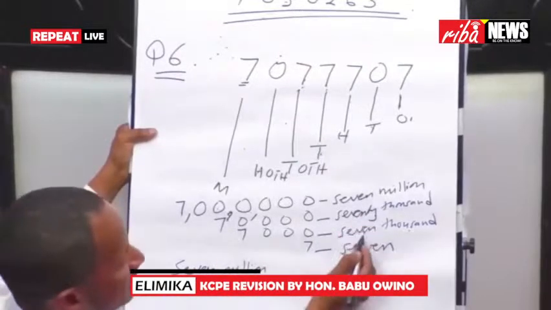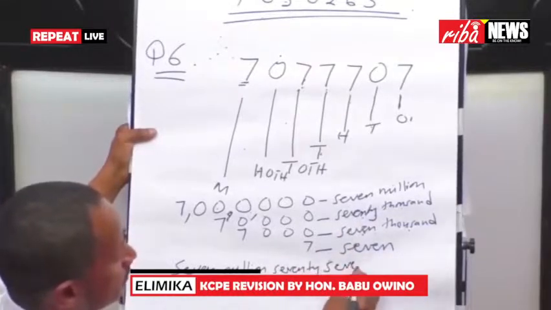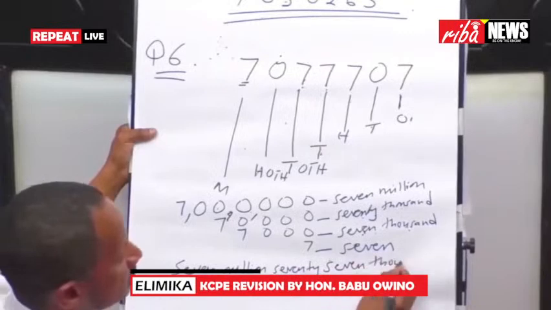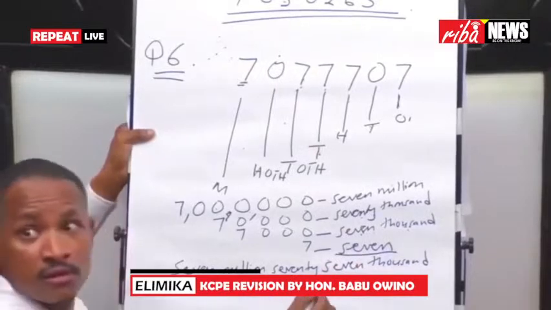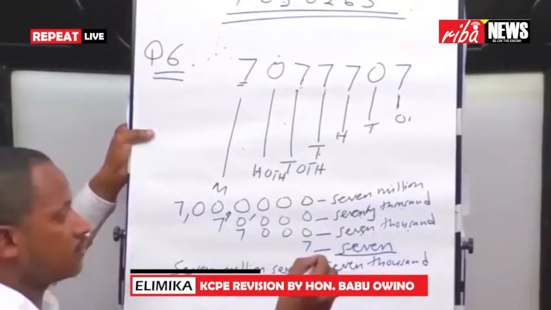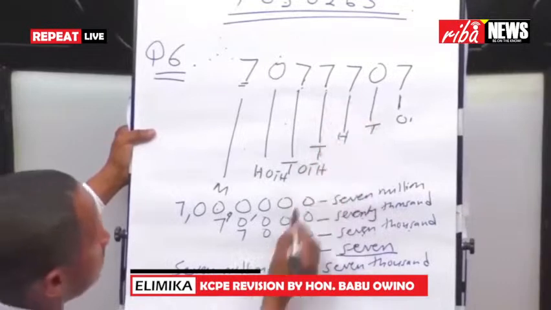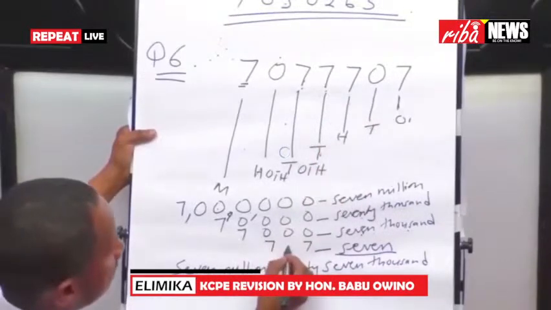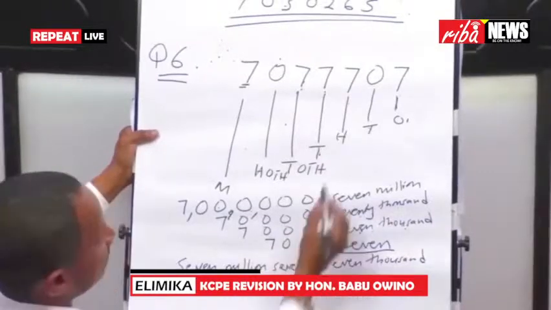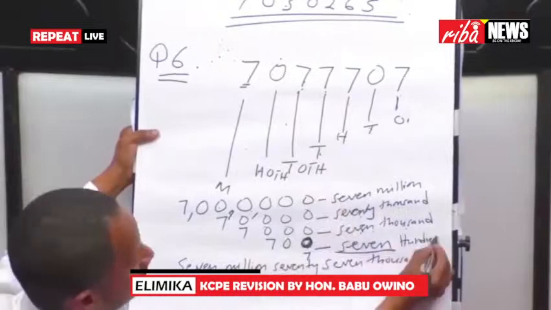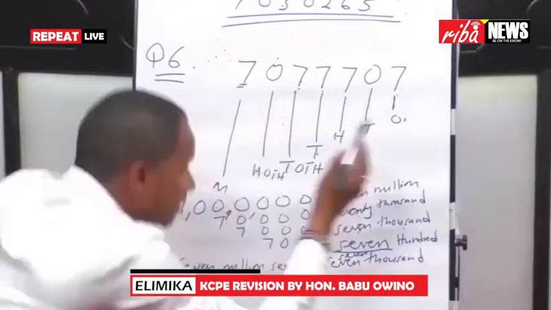So our answer is 7 million, then 77,000 and 7. Sorry, class, sorry. We have hundreds, which is 700. Then we have 7. So 700, then 7. Just let's start it again, class.